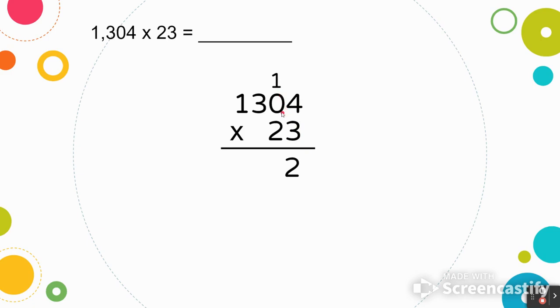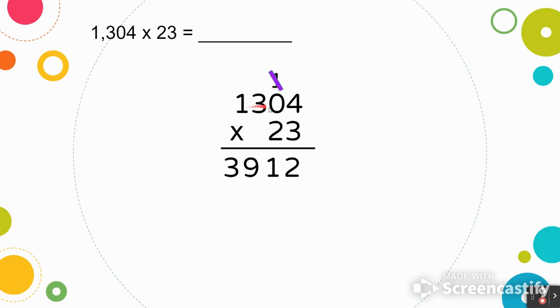Next, let's multiply 3 times 0, which is 0, plus the 1 we regrouped is 1. Next, we have 3 times 3, which is 9, and then 3 times 1 is 3. So 1,304 times 3 is equal to 3,912. Be sure to cross off the 1 at the top that you had regrouped, since we've already used it.